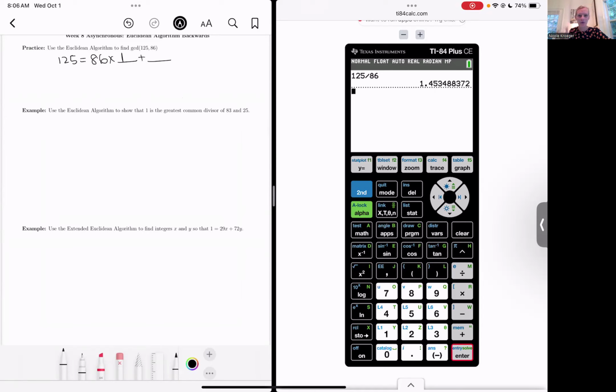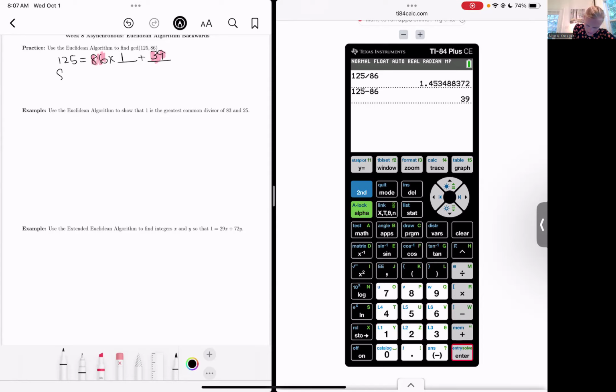And now I have to figure out what the remainder is. So I essentially solve this equation for the remainder. I subtract the 86 times 1 over. So I do 125 minus 86 times 1, which is just 86, and that gives me 39. So my remainder here is 39. Remember the two numbers next to that I carry down are the 86 and the 39.